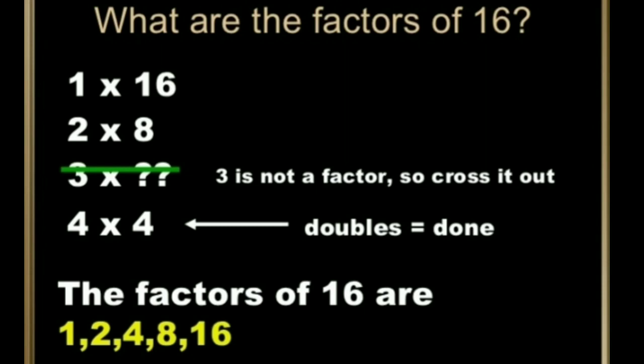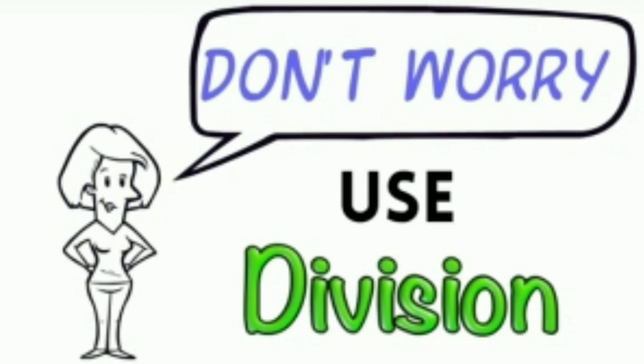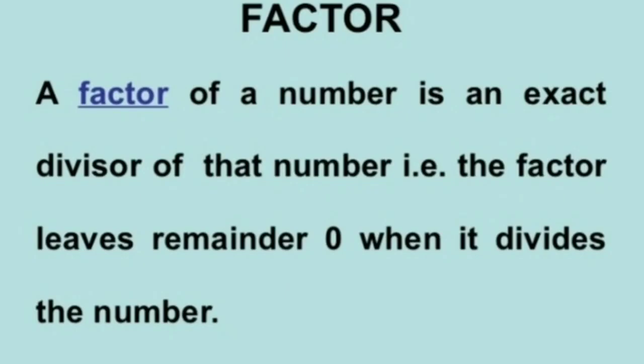Now, these steps are applicable for finding the factors of smaller numbers. But what about bigger numbers? For this, what do we have to do? We have to use the division method. Yes, finding factors by division. Let us revise the definition of factors in terms of division. In terms of division, we can define a factor as a number that is an exact divisor of that number, that is, the factor leaves remainder 0 when it divides that number.